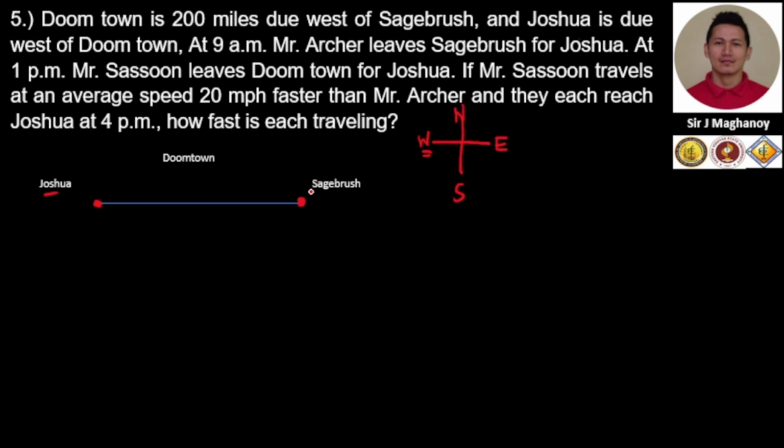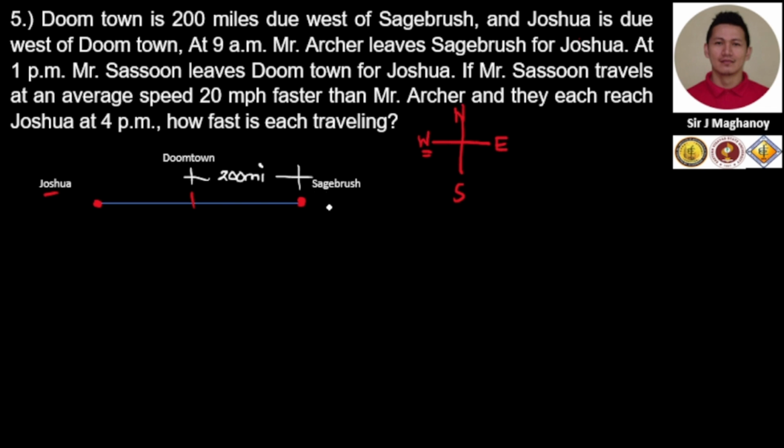That means from Sagebrush, 200 miles. So based on this problem, we can say that Doomtown is in the middle. Then the distance from Doomtown to Sagebrush is 200 miles. This is important. So we establish our locations: Joshua, Doomtown, and Sagebrush.